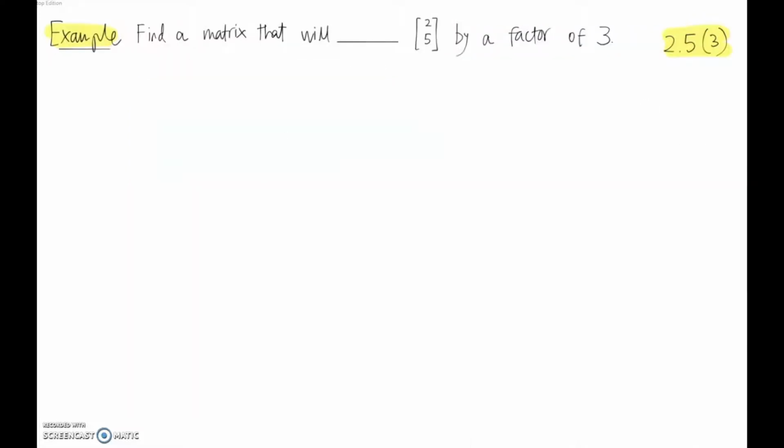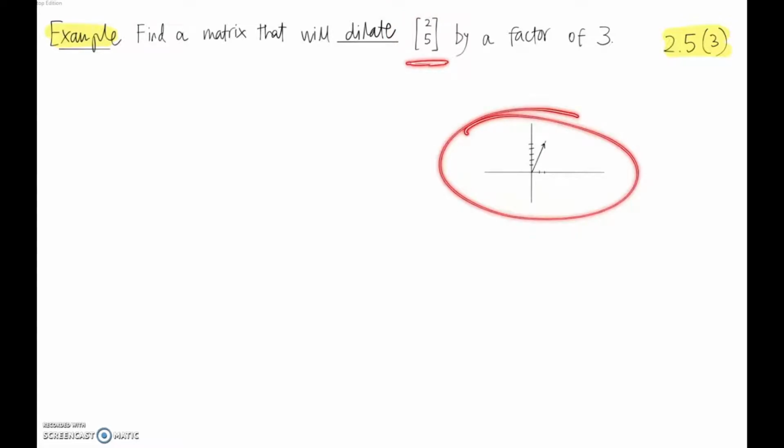Okay, we're going to change gears a little bit. This time we're going to find a matrix that will dilate the vector 2, 5 by a factor of 3. So think about this vector right here, the vector 2, 5, and we're going to try to dilate it by a factor of 3. So we're going to make it 3 times as long. And we want to know where that ends up. Essentially, we want to find the matrix. Actually, that's the example. That's what they've asked us to do.